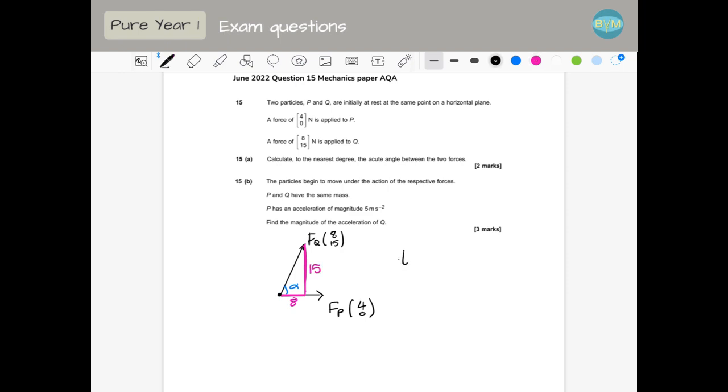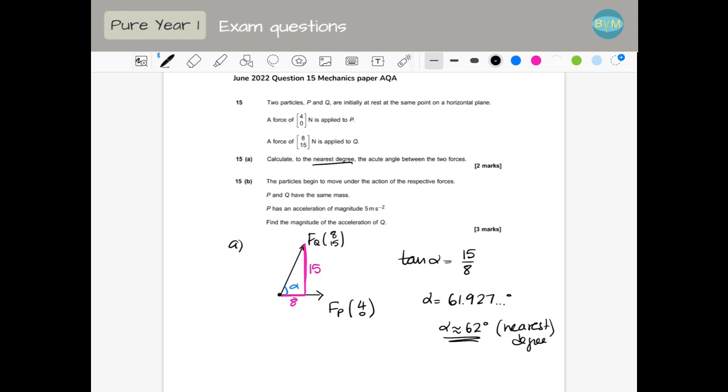Which means tan of the angle is going to be opposite divided by adjacent. So alpha is tan minus 1 of 15 over 8, which is, just a second, tan minus 1 of 15 over 8, 61.927 degrees. It says to the nearest degree, so alpha is 61.927 degrees, to the nearest degree is 62 degrees. And that's the first part.